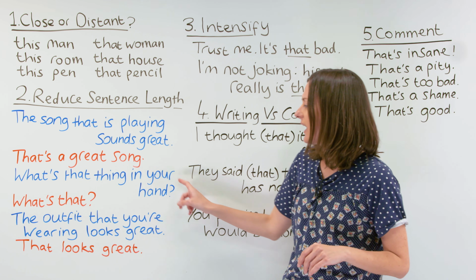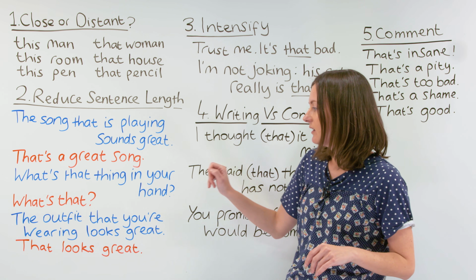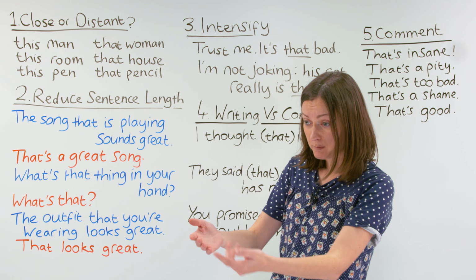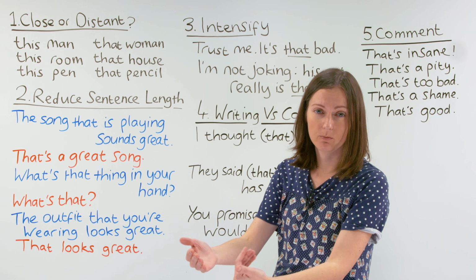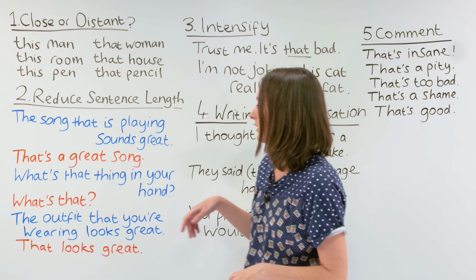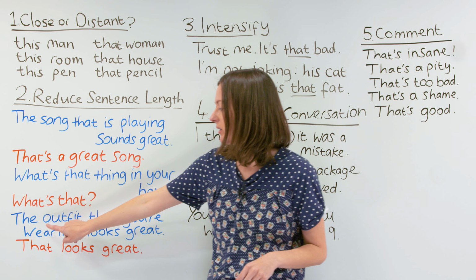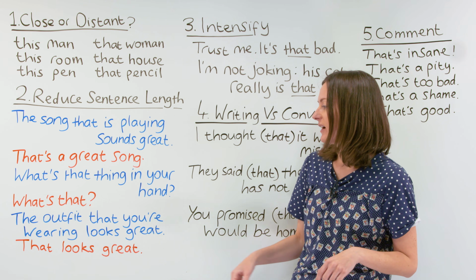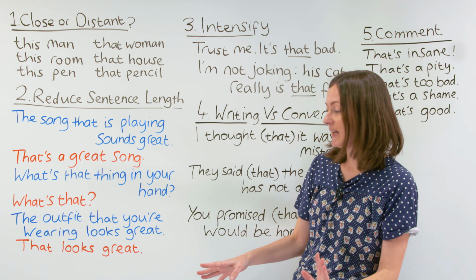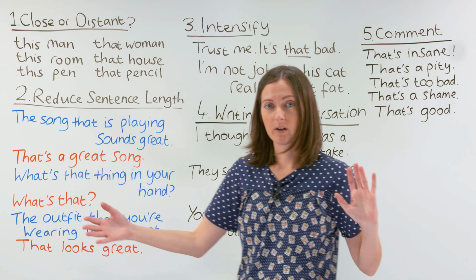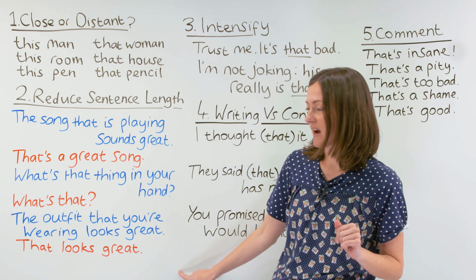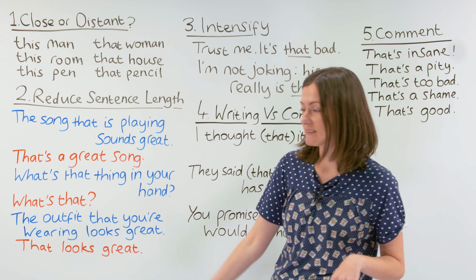Another example. What's that thing in your hand? I can simply say, what's that? If I'm looking at it, my eyes will show what I'm talking about. What's that? Another example. The outfit that you're wearing looks great. You're dressed up, you're wearing something nice. I don't need to say all those words. I can simply say, that looks great. That looks really great.